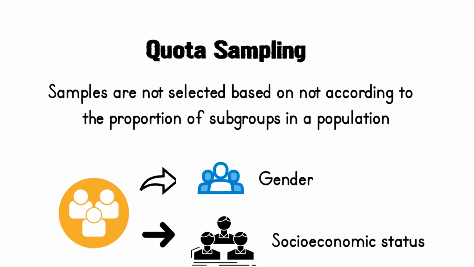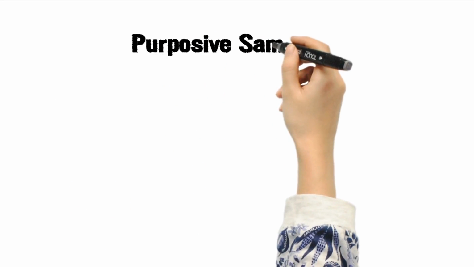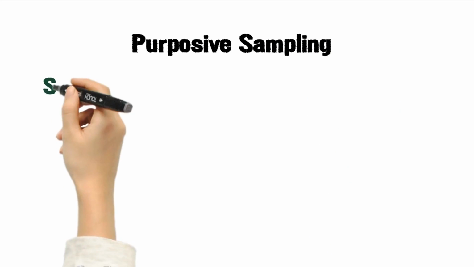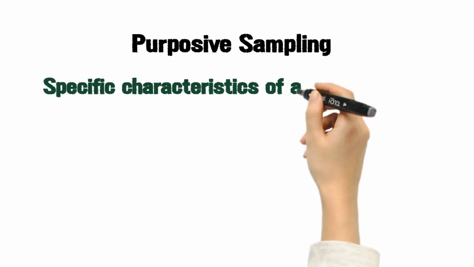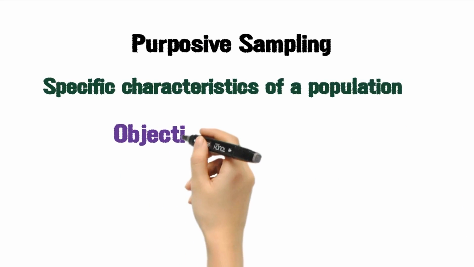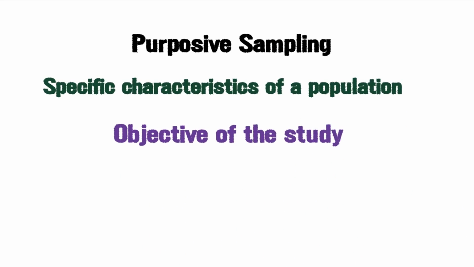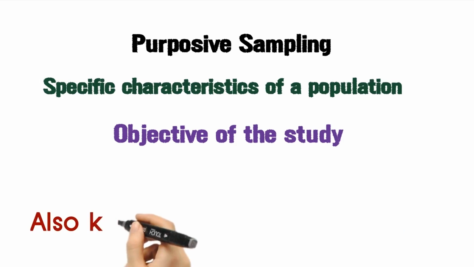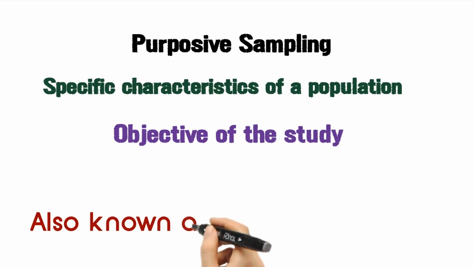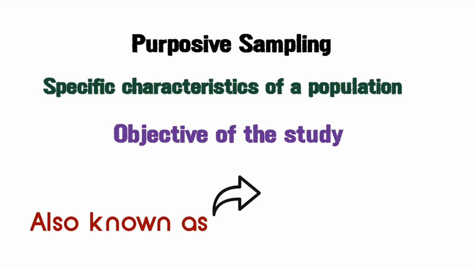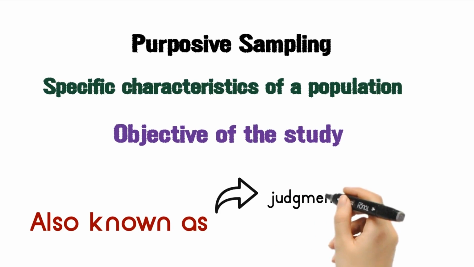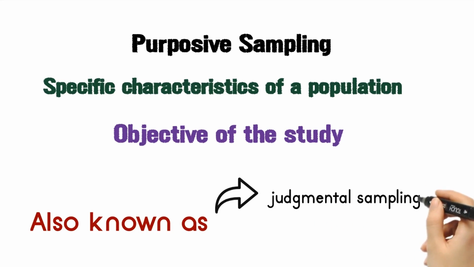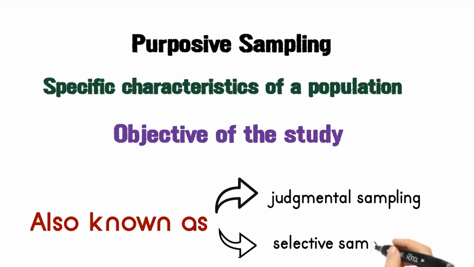Next, we go to another type of non-probability sampling, which is purposive sampling. In this case, the selection of the participants is based on characteristics of a population and the objective of the study. It is also known as judgmental sampling, or selective sampling. For example, a researcher wants to explore the experience of teachers who had undergone training with Teach For Malaysia. So, the researcher would only select those who had undergone training with Teach For Malaysia as samples.